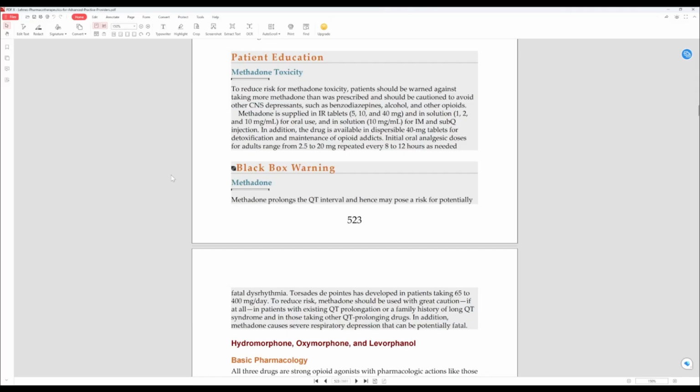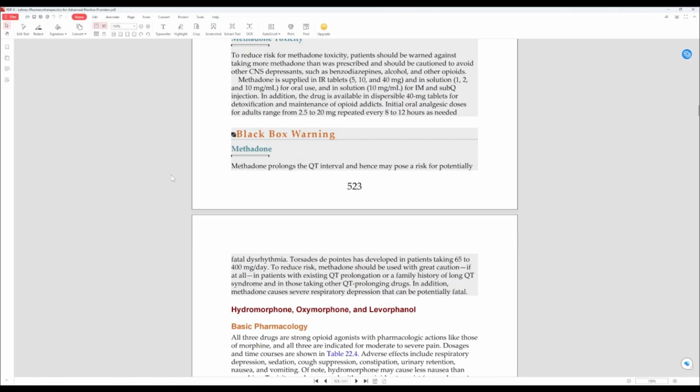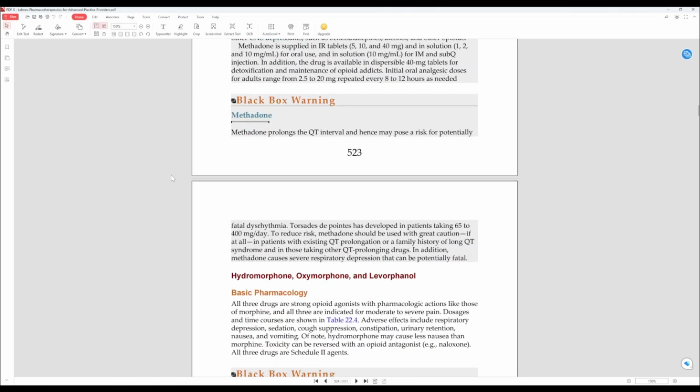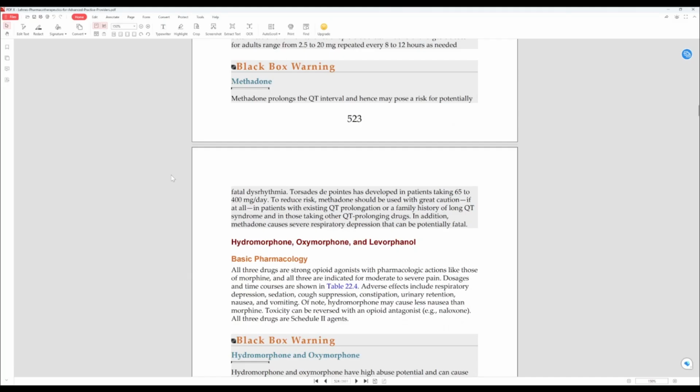Methadone is supplied in immediate release tablets, in a solution for oral use, and in solution for IM or sub-Q injection. In addition, the drug is available in dispersible 40 milligram tablets for detoxification and maintenance of opioid addicts. Initial oral analgesic doses for adults range from 2.5 to 20 milligrams, which can be repeated every 8 to 12 hours as needed, leading us to another black box warning.